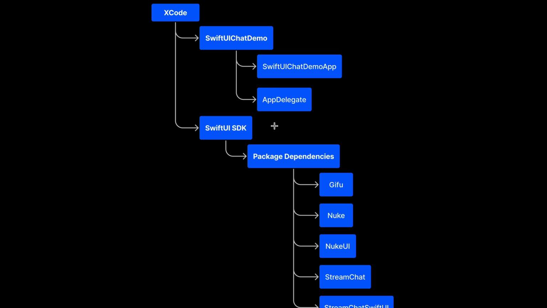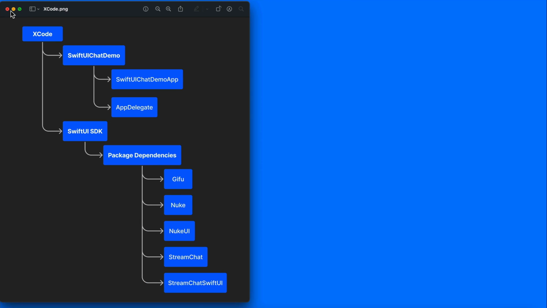In the Xcode project, we will fetch the SwiftUI SDK with all its package dependencies, which are GIFU, which provides GIF support for iOS in Swift. There is Nuke, which provides an efficient way to download and display images in your app. There is also Nuke UI, which supports animated GIFs and short videos. Then we have StreamChat and StreamChat SwiftUI. Let's launch Xcode and create the SwiftUI project.